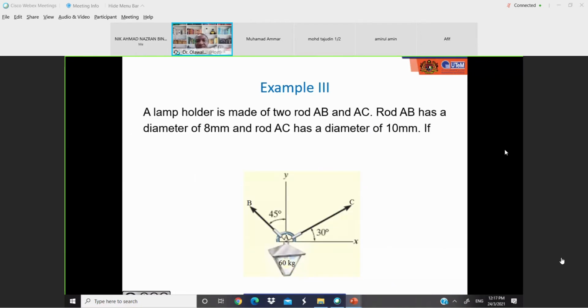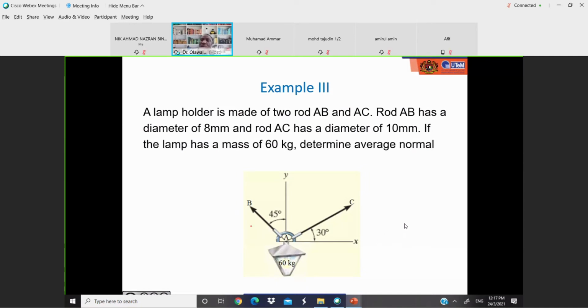Let's look at this example here. You have a lamp holder. It's made of two rods. Rod 1, AB. Rod number 2, AC. Rod AB has a diameter of 8 mm. And rod AC has a diameter of 10 mm. If the lamp has a mass of 60 kg, determine the average normal stress acting on AB and AC. So here now you have two problems.